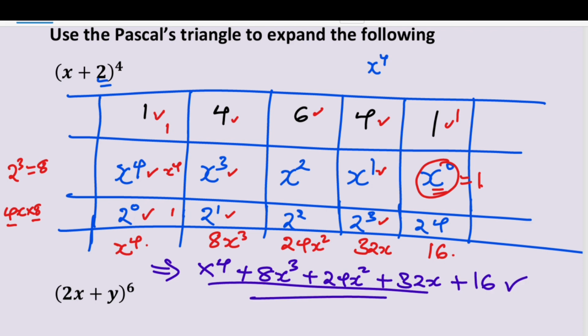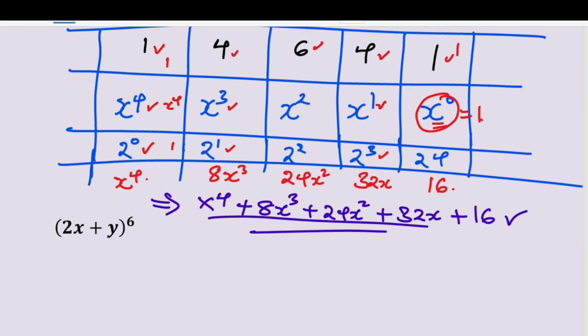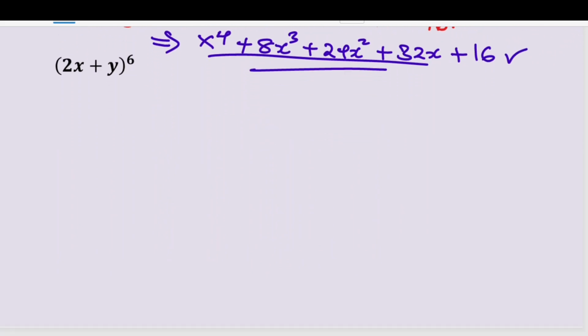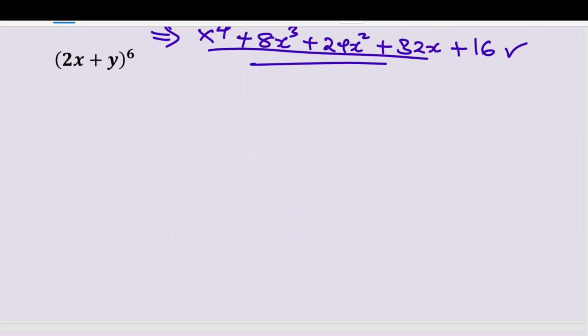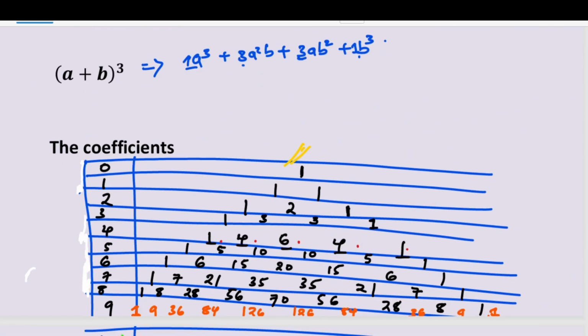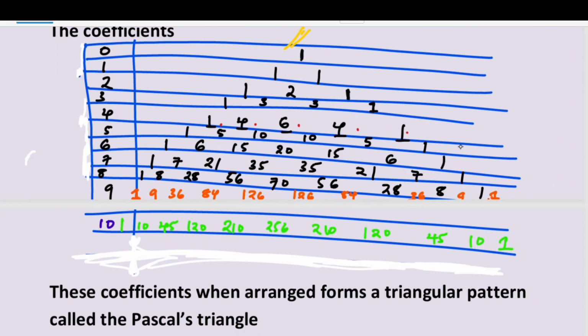I hope you are able to understand that. If not, then pay attention to this second example to understand more. Second example, (2x + y) raised to power 6. The first thing is to come up with the coefficients. Starting with the coefficients, let us write them down. When the power is 6, we have 1, 6, 15, 20, 15, 6, 1.